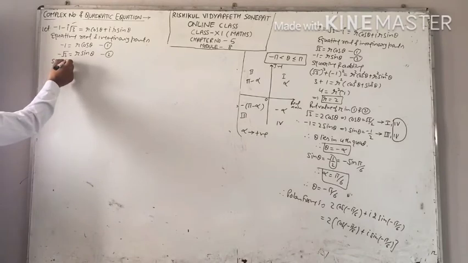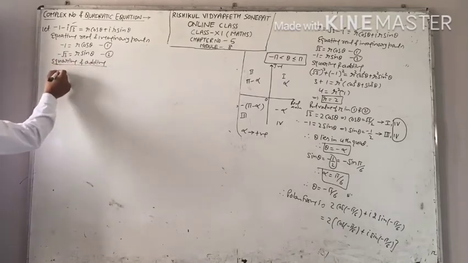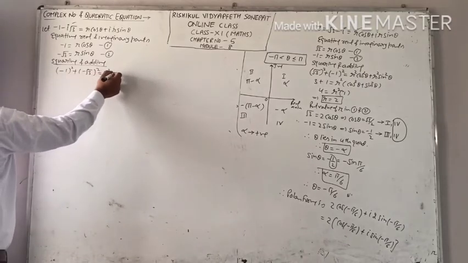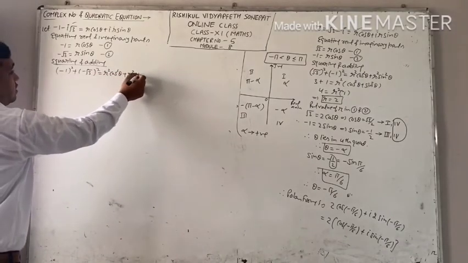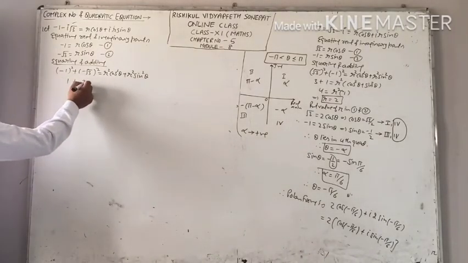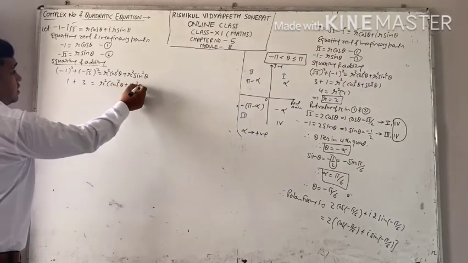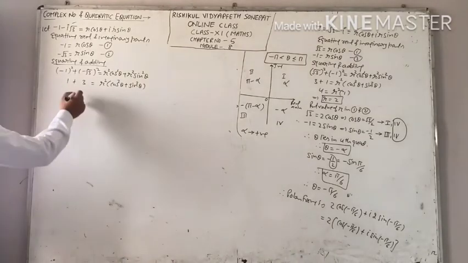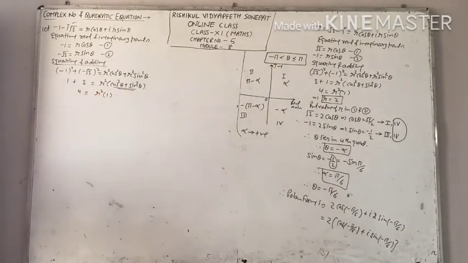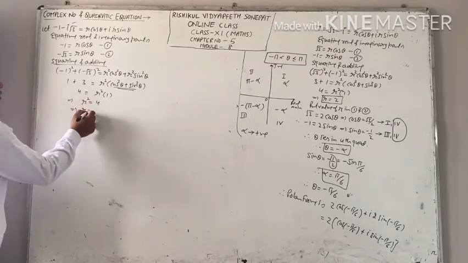Squaring and adding. What you will get? -1 whole square plus minus root 3 whole square is equal to r square cos square theta plus r square sin square theta. -1 whole square is 1. Minus root 3 whole square is 3. Take r square as common. This is your cos square theta plus sin square theta. 1 plus 3, this is your 4. Cos square theta plus sin square theta is an identity, equal to 1. This implies r square equal to 4 and r equal to 2.